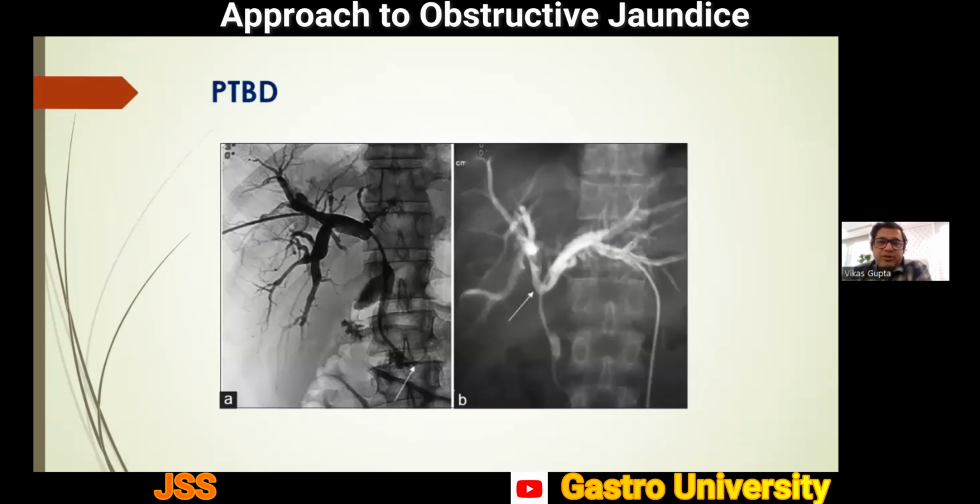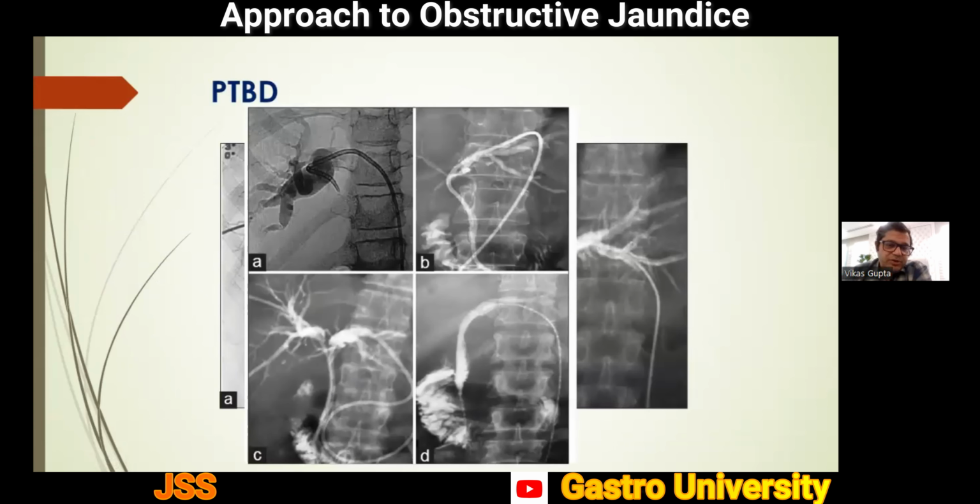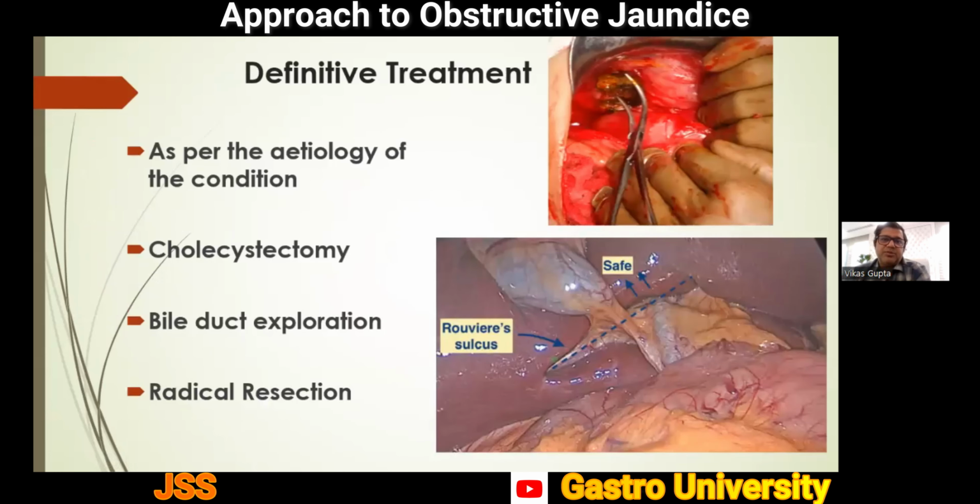This is again an example to show a PTBD into the left ductal system. And this is an example to show two PTBDs in a patient, which have been internalized subsequently. So once we have drained the system, then what is the definitive treatment? Definitive treatment will be guided as per the etiology of the condition.